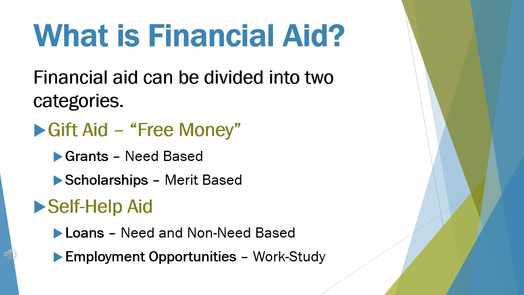The second type is self-help aid, and that refers to loans, which can be need and non-need based. Students with high financial need may be offered loans with lower interest, or interest may be deferred. Another form of self-help financial aid is work study. Work study is an employment opportunity offered by the college or university. Through a work study job, students will earn money to help pay for expenses such as books or personal items. Federal work study is need-based and offered to students based on the results of the financial aid application.